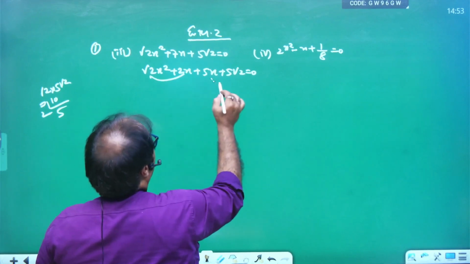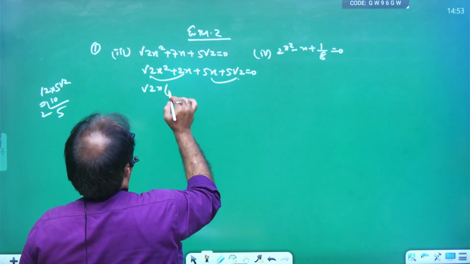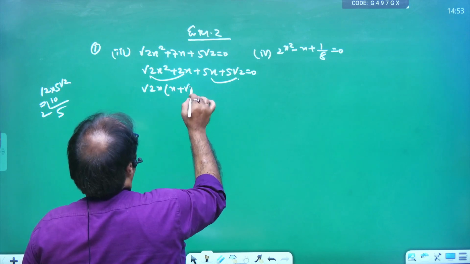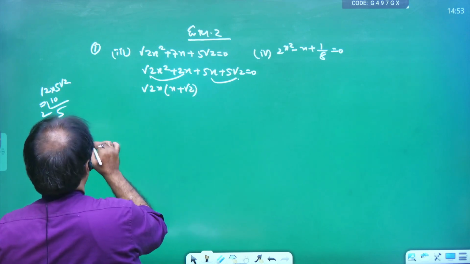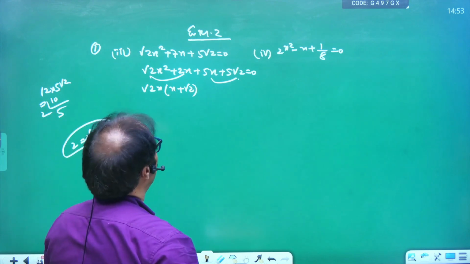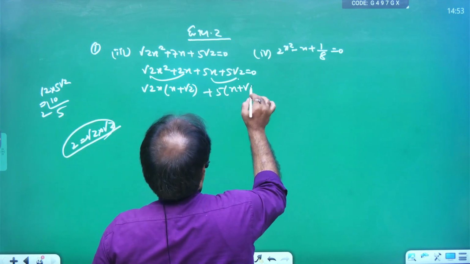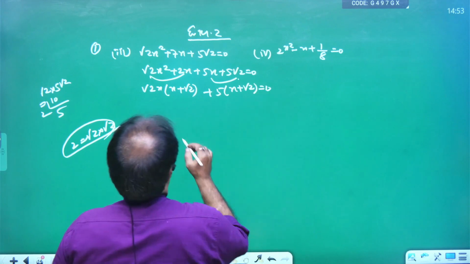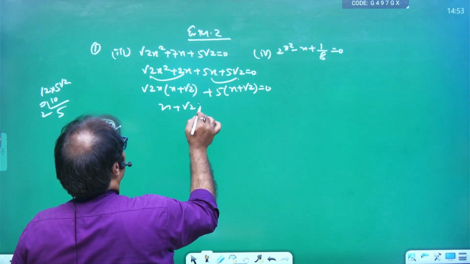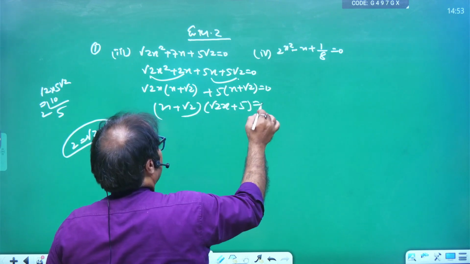Now from here and here take common. Root 2 x is common, so this will be x plus root 2, because 2 can be written as root 2 into root 2, so we can take one root 2 as common. Now 5 is common, so x plus root 2 is equal to 0. So x plus root 2 into root 2 x plus 5 is equal to 0.